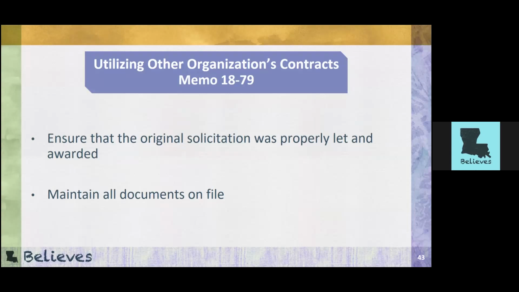We need to talk a little bit about utilizing other organizations' contracts, which is in your procurement plan. You always need to refer to memo 18-79, because the trick to using another organization's contract is that you, as the SFA, must ensure that the original solicitation was properly let and awarded. In order to do that, you have to obtain and maintain all of the documents listed in memo 18-79. There is a significant number of documents that you must obtain, and they're often very hard to get. So you need to obtain all of the documents in that memo, and you must maintain them on file at the SFA in the event you're going to be audited.